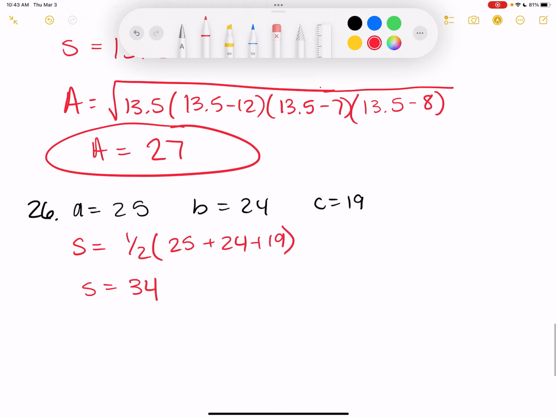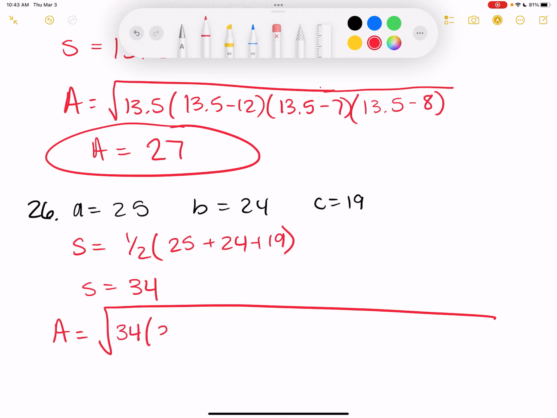So then the area formula. Wait, didn't get it right. 34 times 34 minus 25 times 34 minus 24 times 34 minus 19.